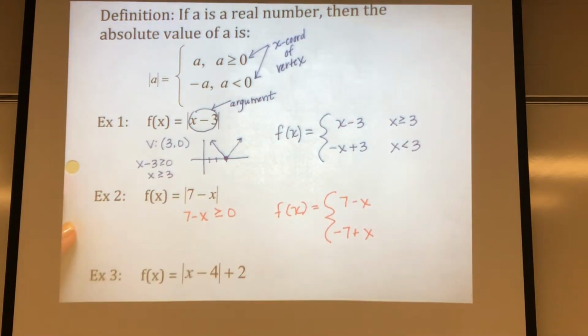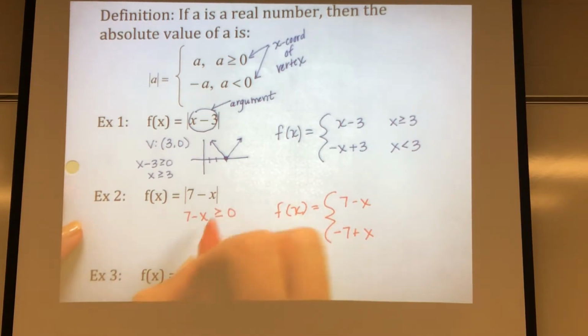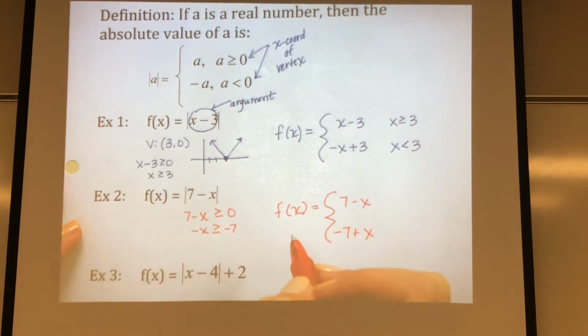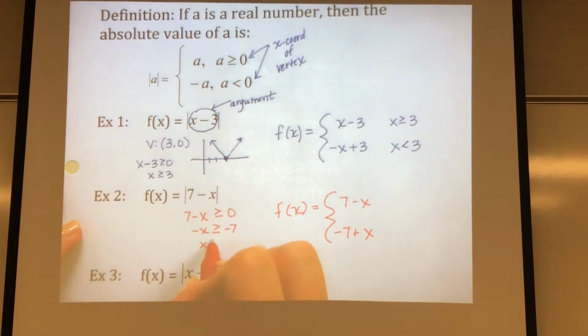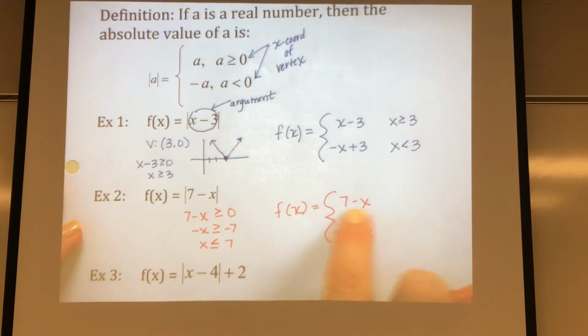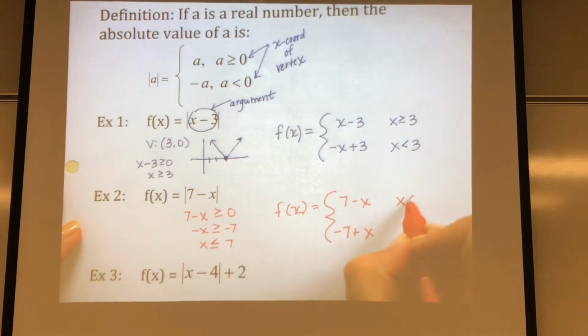Okay, so let's try it on this one. We're going to either subtract 7 to this side or add x. Either way, if we subtract 7, we'd have negative x is greater than or equal to negative 7. Divide both sides by negative 1, which flips the sign. We'd have x is less than 7. So that's the domain that's going to correspond with this first one.